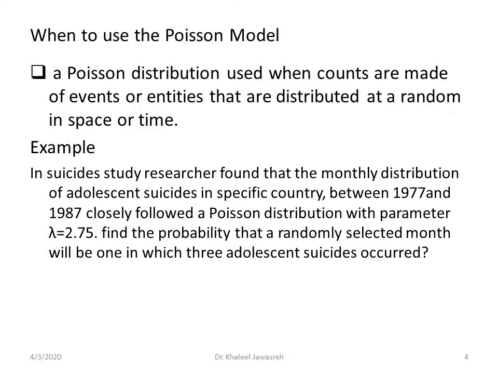For example, in a suicide study, researchers found that the monthly distribution of adolescent suicides in a specific country between 1977 and 1987 closely followed the Poisson distribution with parameter lambda equal to 2.75. Find the probability that a randomly selected month will be one in which 3 adolescent suicides occurred. This is the main example.